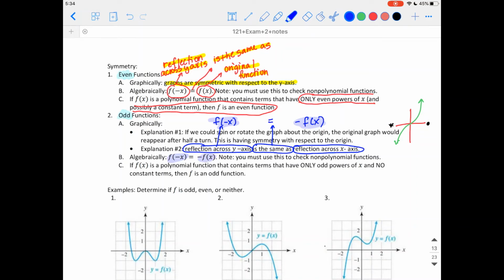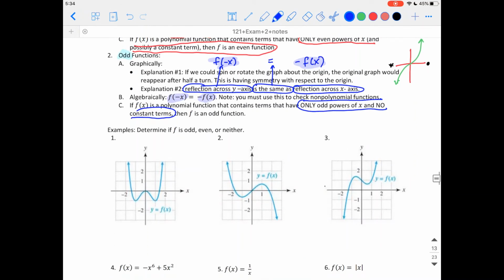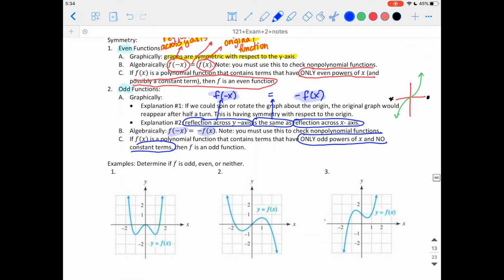All right, part C, if we have good memory, if f of x is a polynomial function that contains terms that have only odd powers of x and no constant terms, then we have an odd function. If not, we could just graph it and analyze it graphically. So examples, it says determine if f is odd, even, or neither. I'm going to tell you the easiest one to check is even. So I'm going to start off with even.